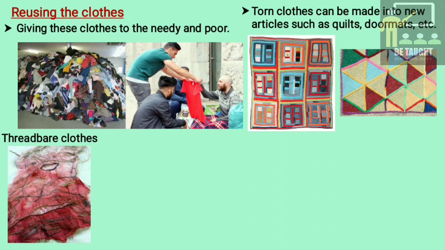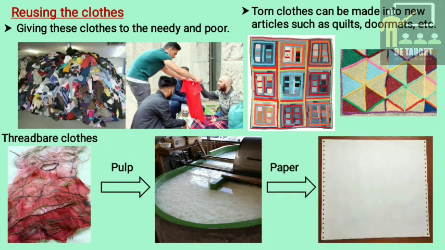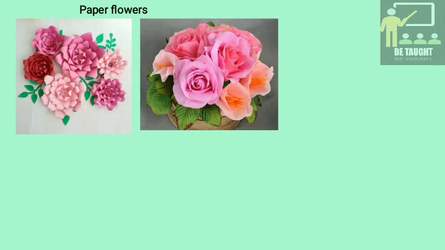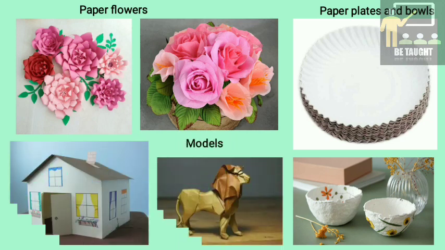Old cloth can be made into new cloth by taking its threads out. Threadbare clothes can be converted into pulp. Pulp can be used to make paper. This paper is used for making paper flowers, paper plates and paper bowls, and even models can be made from the cloth pulp.